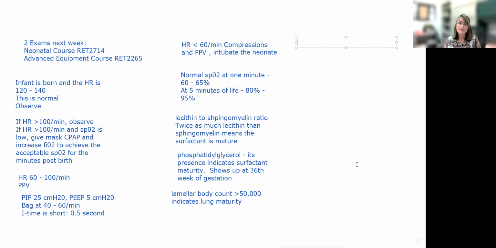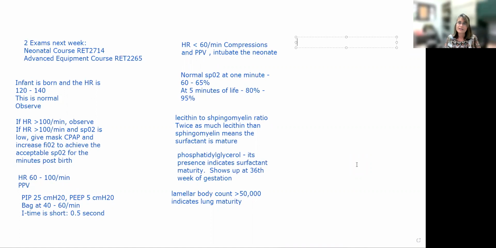If the heart rate is between 60 and 100, that's your clue that you want to start positive pressure ventilation. You're going to ventilate 40 to 60 times a minute. Don't use any pressure higher than 25 centimeters of water and a PEEP of 5.